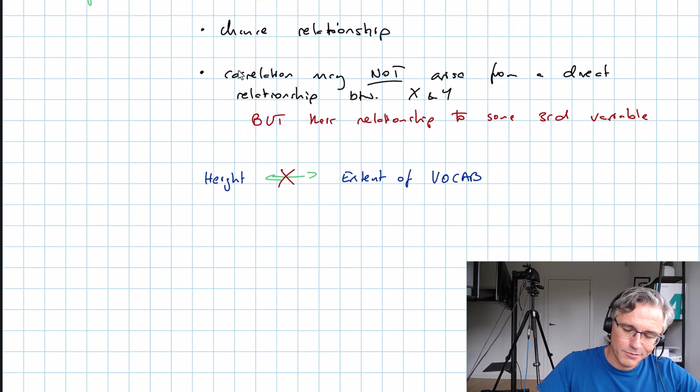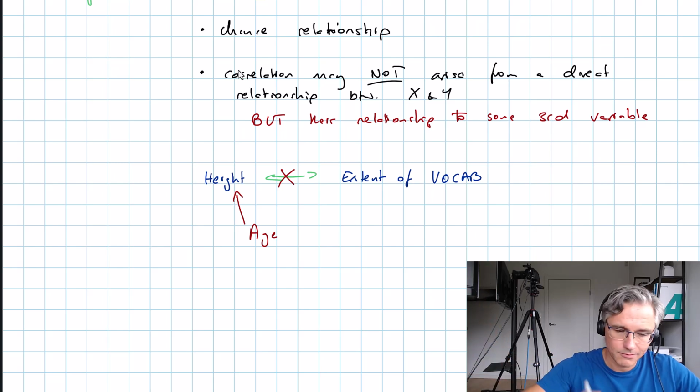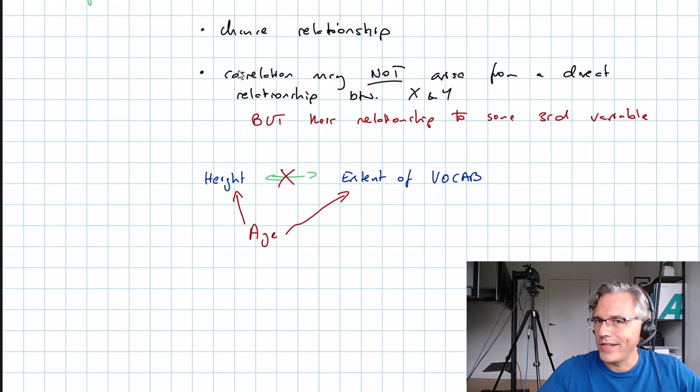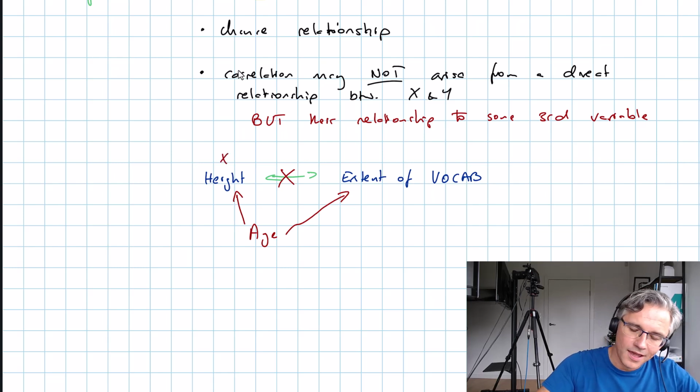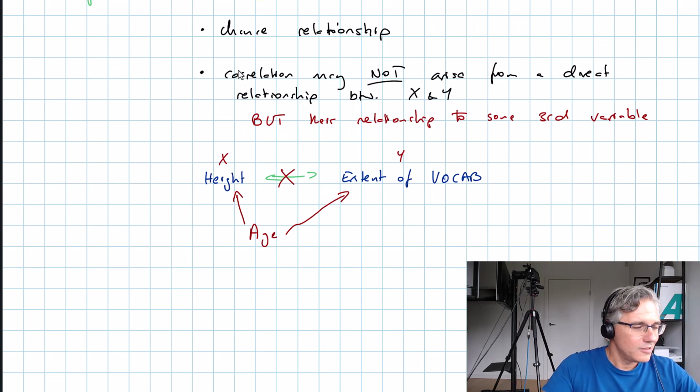Height is absolutely positively related to age. So age drives height. The younger we are, the smaller we are typically. Obviously, that stops at some point. And age also drives the extent of our vocab. And that's where the relationship is, not between X and Y. There's something else, we could call it Z, that the two variables are actually positively related to.